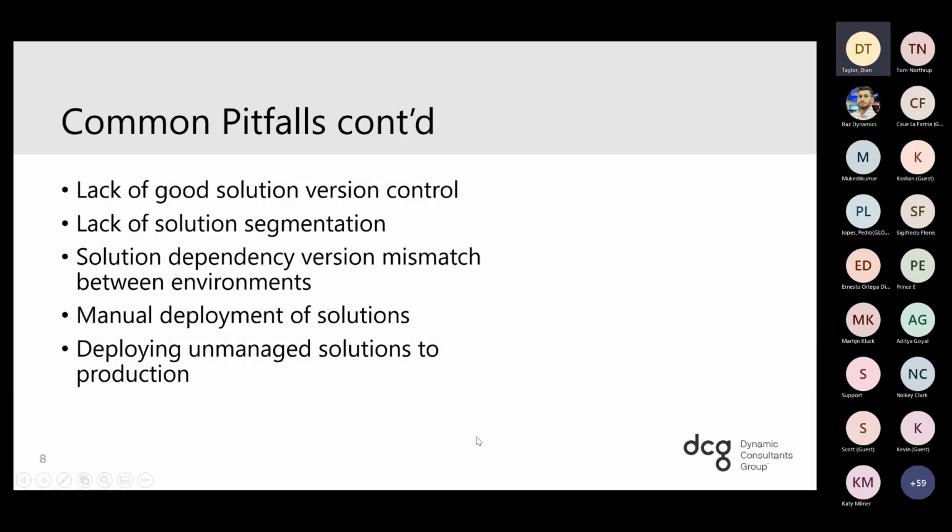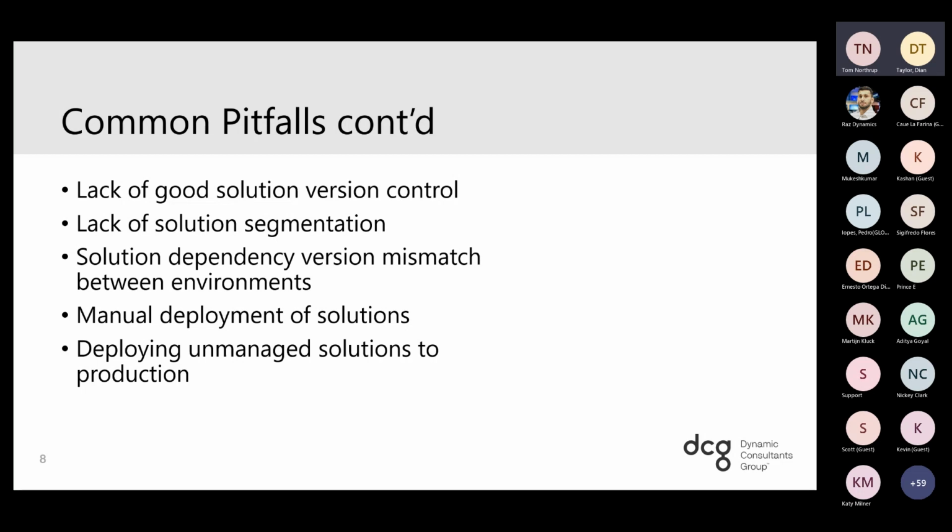Other pitfalls. Lack of good solution version control. So not incrementing the version properly when exporting a solution, not keeping track of what version numbers mean. That's been a common issue. You want to have good version control. If it's 1.2 in dev, it should be 1.1 in the higher environments. When you export 1.2, you change dev to 1.3 and move 1.2 to the higher environments. So good version numbering is important.